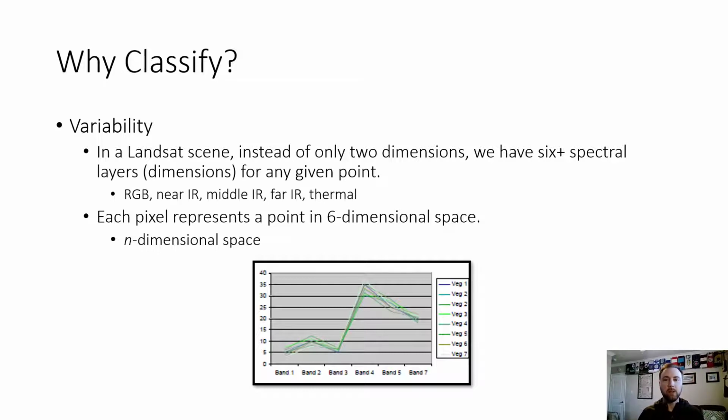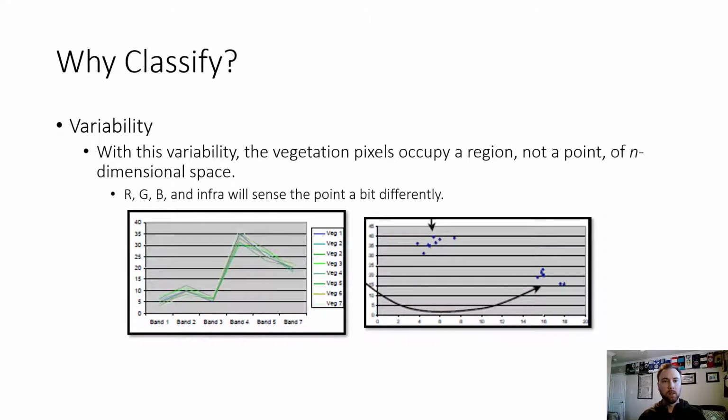Okay, so essentially each one of those different sensors captures a different signature along the electromagnetic spectrum. Each pixel represents a point in 6-dimensional space. So a single point in space, but with essentially six different perspectives on that single pixel. With this variability, the vegetation pixel occupies a region, not a point, of n-dimensional space. So maybe it's 6 dimensions, maybe it's 5, 4, as few as 3. So RGB and infrared will sense the point a bit differently from one another. So essentially they occupy a specific region, but not a single point, because again, these are multiple sensors and they identify different bands along the electromagnetic spectrum.